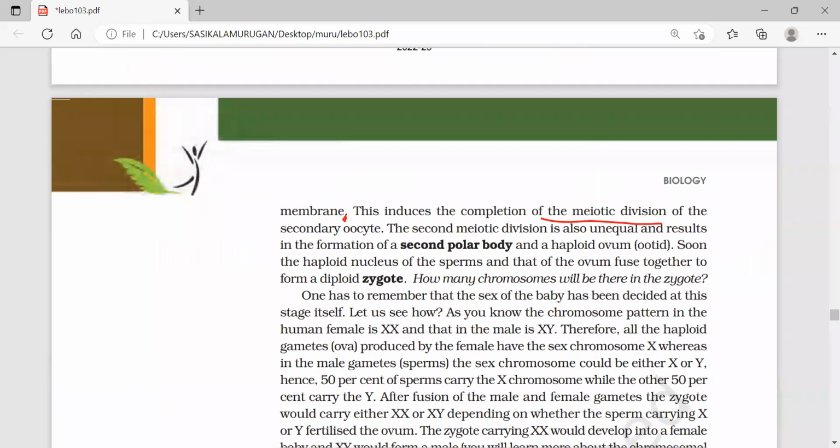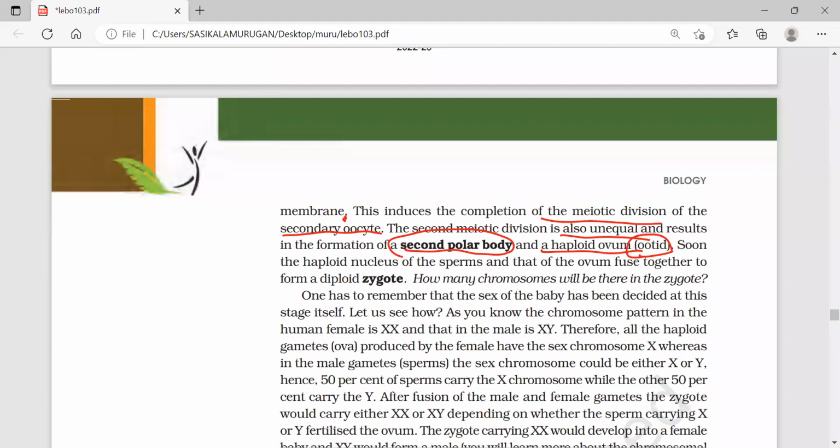During this time, the primary oocyte completes its meiotic division and becomes a secondary oocyte. The second meiotic division is also unequal and results in the formation of the second polar body, and it also results in the formation of the haploid ovum. So you should know that after the sperm enters, the second polar body and the haploid ovum form due to the second meiotic division. The second meiotic division happens after fertilization.